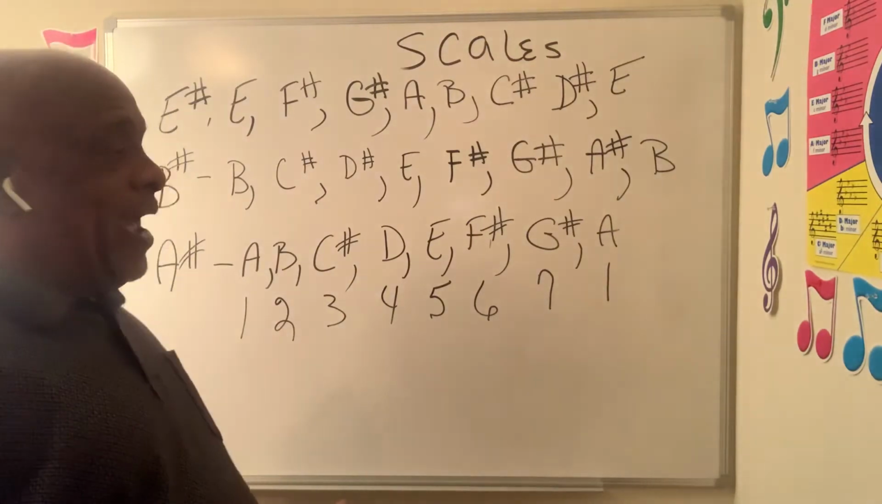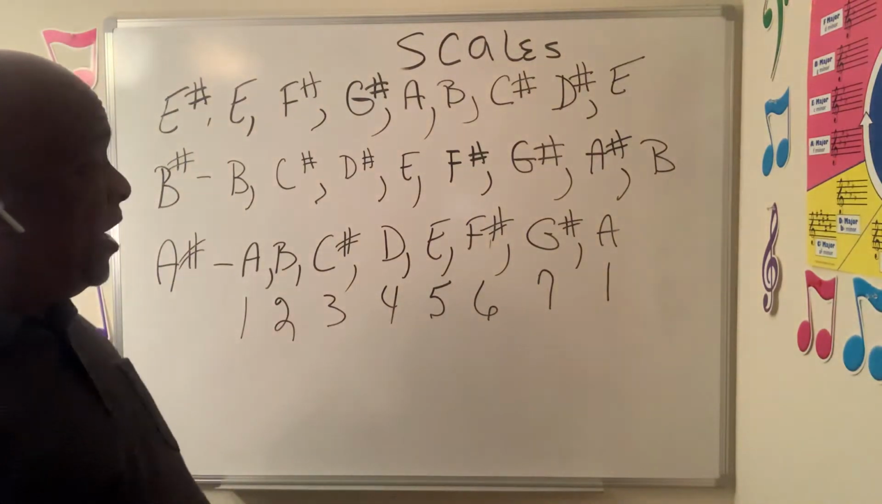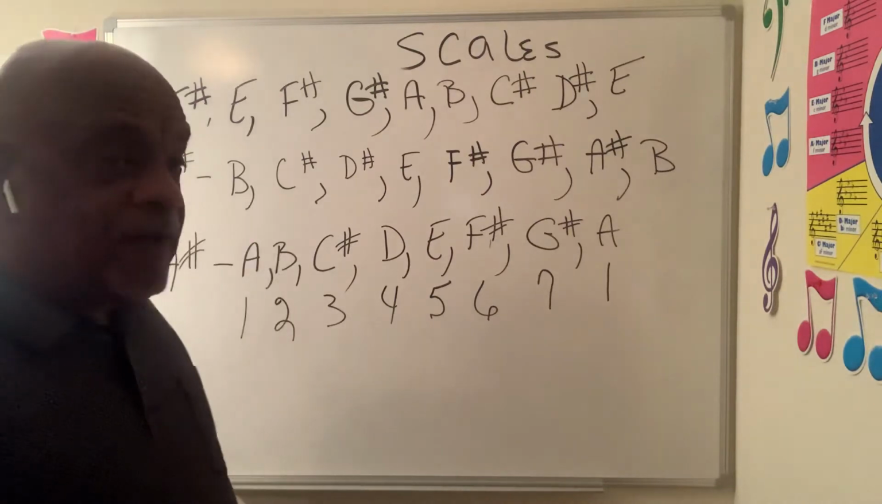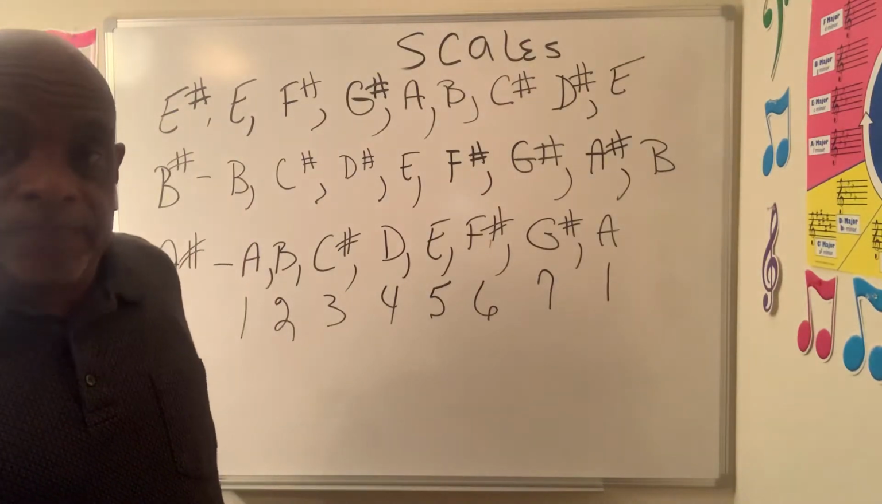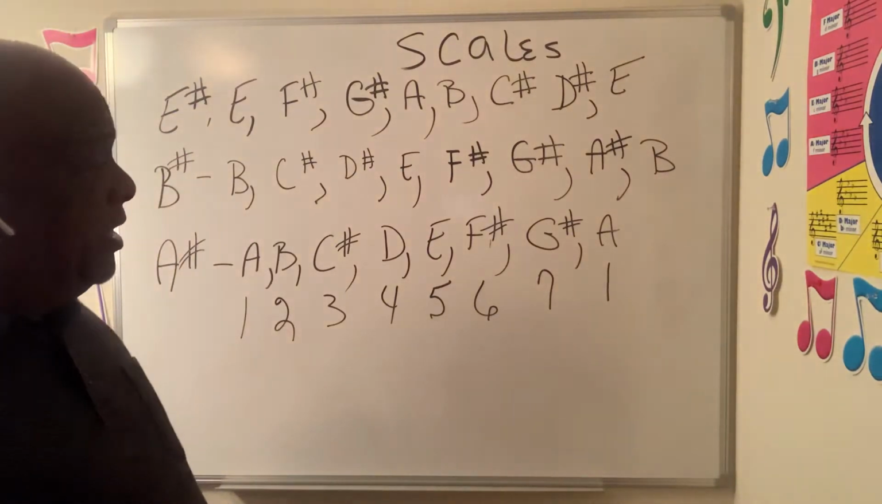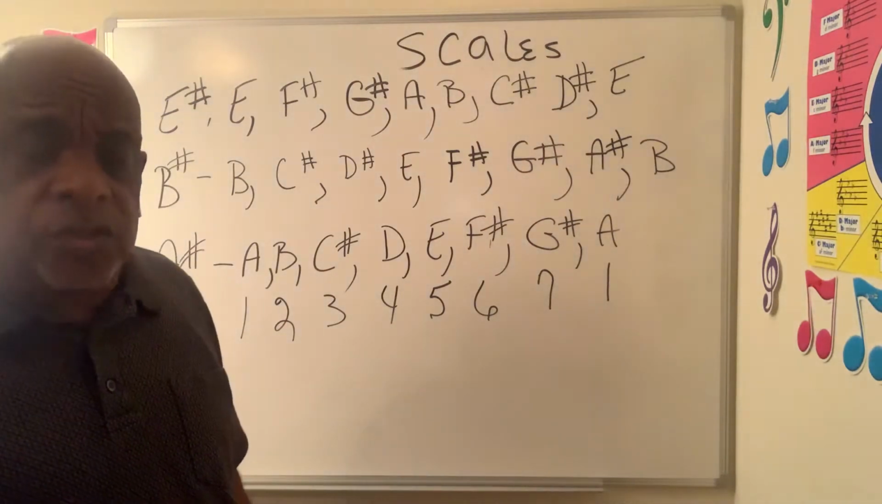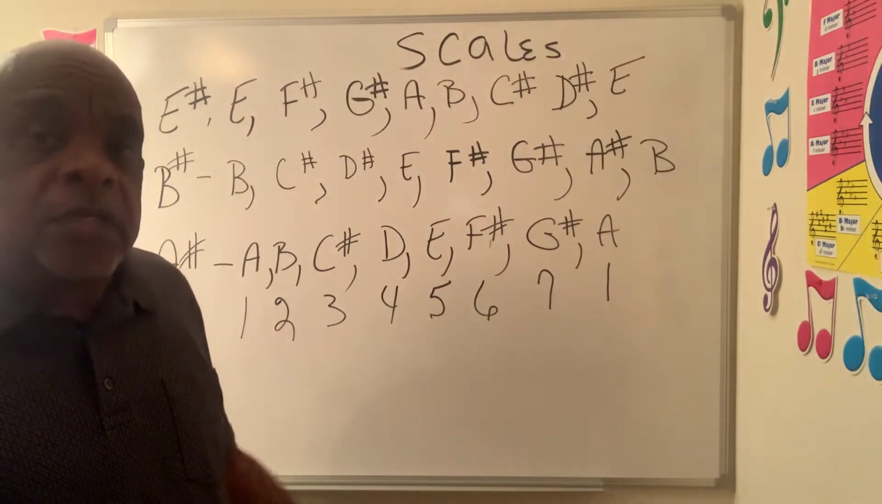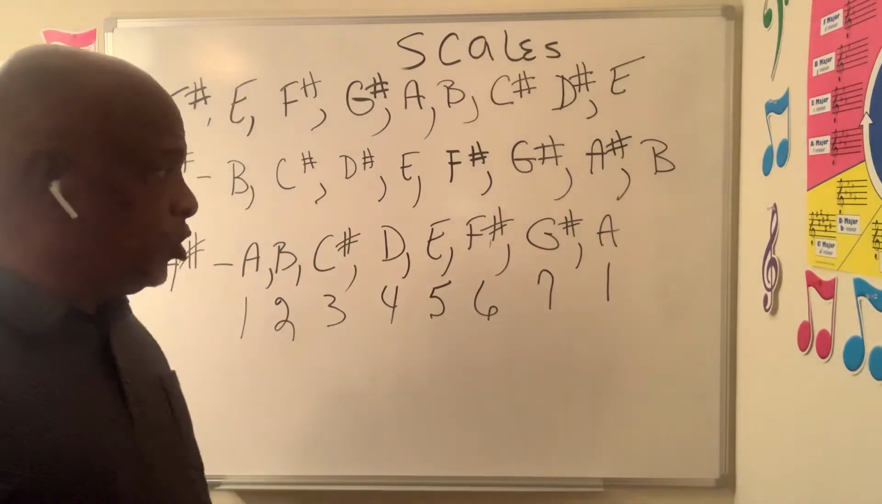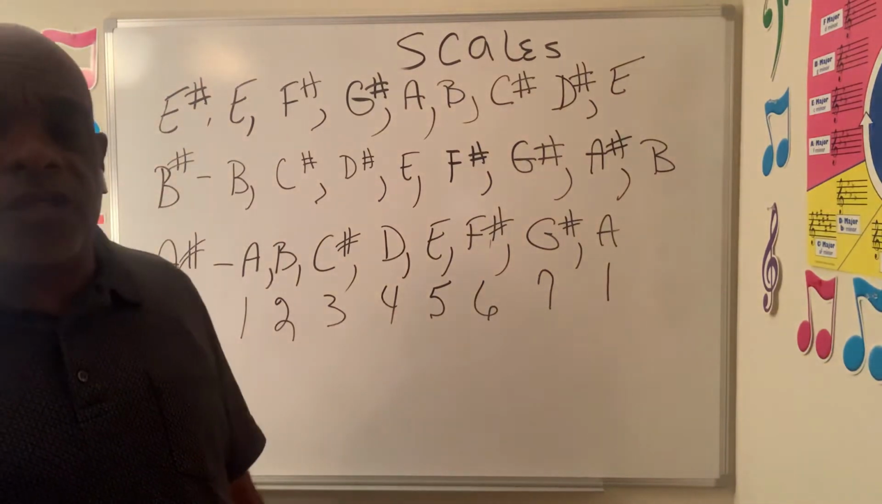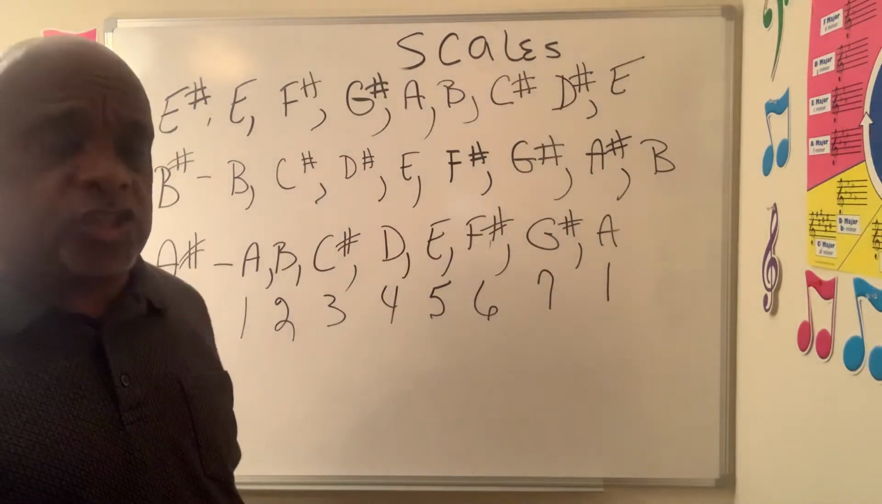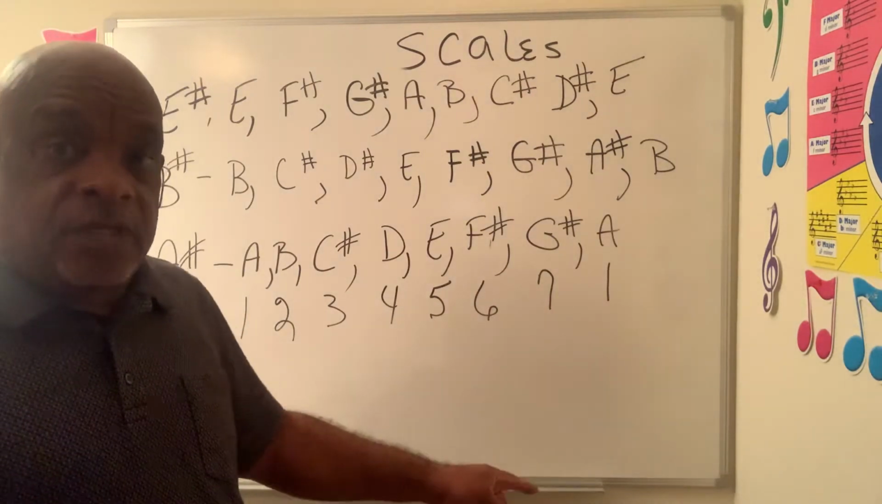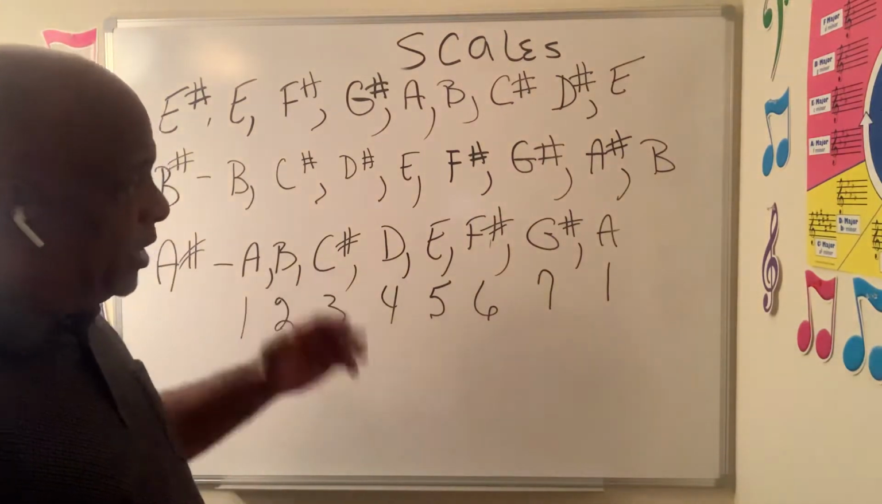So if I ask you what's the 5 of A sharp major, you're going to tell me the 5 of A sharp major is E. If I ask you what's the 6 of A sharp major, you're going to tell me F sharp is the 6 of A sharp major. Or the 7 of A sharp major, you're going to tell me that G sharp is the 7, and on down the line.